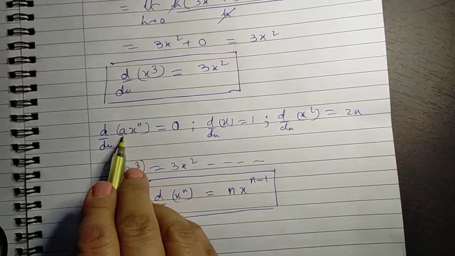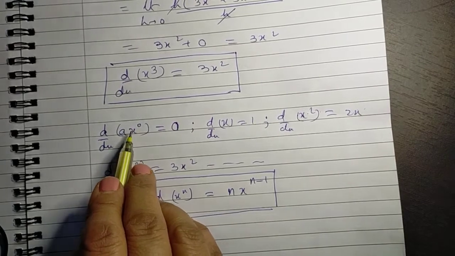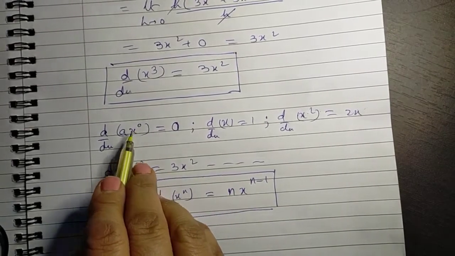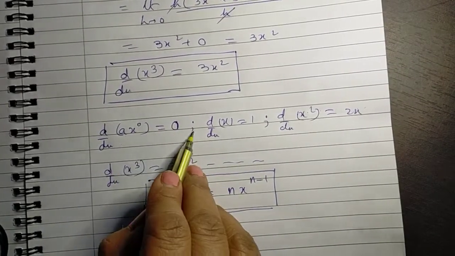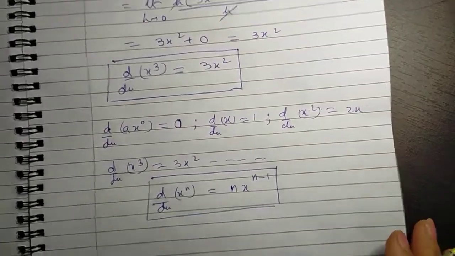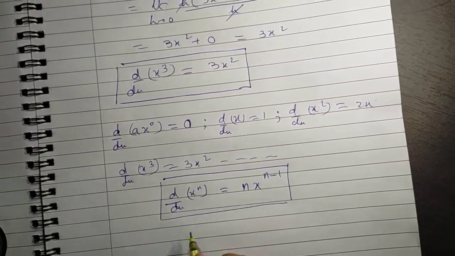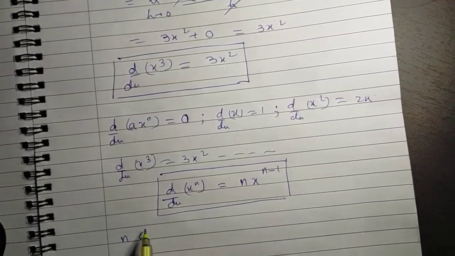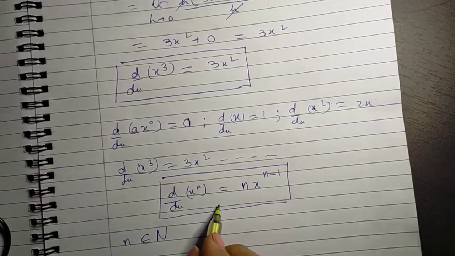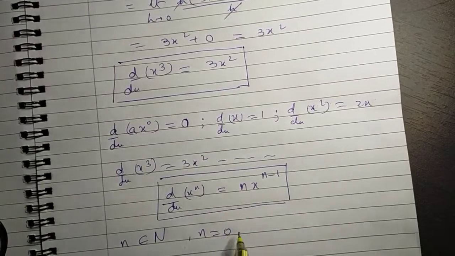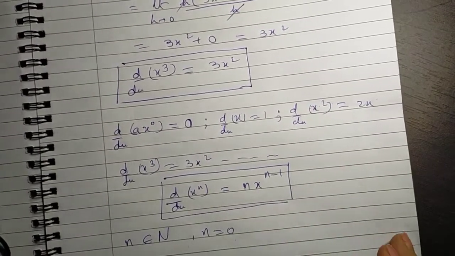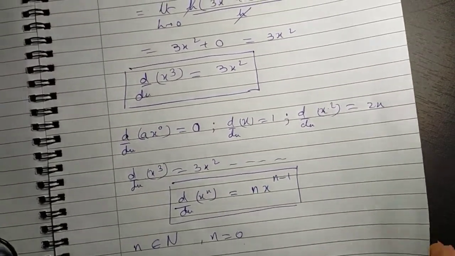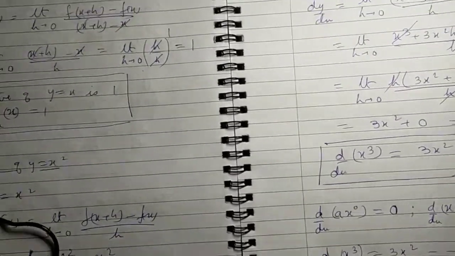When it is a constant, it can be written as x raised to the power 0. So it becomes 0 times x raised to the power minus 1, which is 0. So this is satisfied in this case. Now we have seen that when n is a natural number, it is satisfied. When n is 0, then also it is satisfied. Now let's see what happens when n is a negative integer.